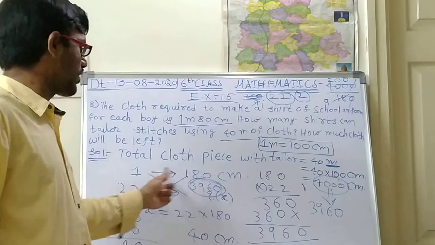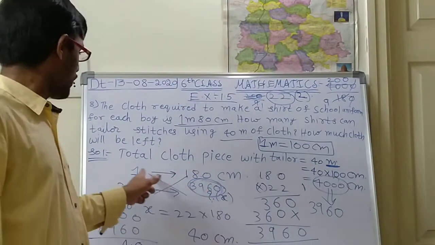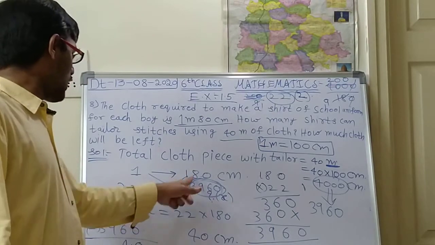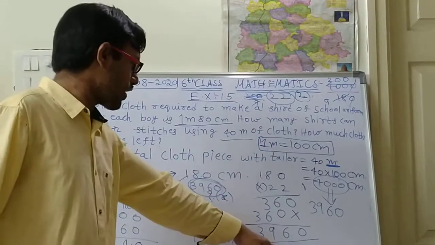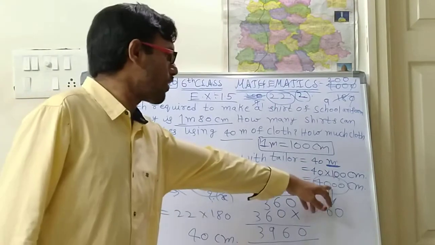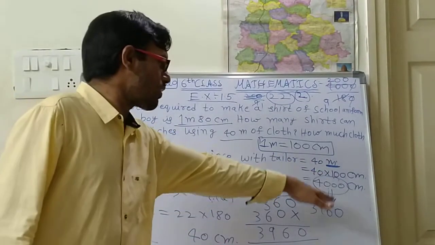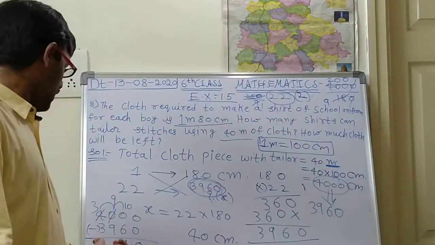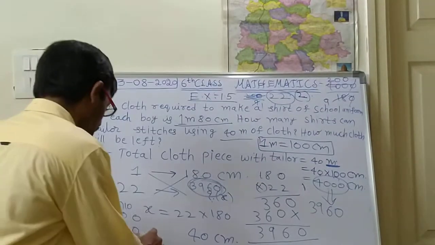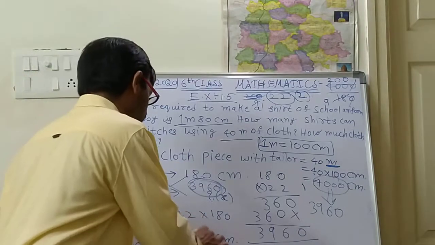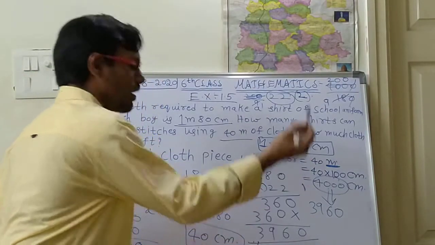We have converted it again with the help of the unitary method. For one piece, 180 centimeters. For 22 pieces, 180 into 22. The product is 3960. So the total is 4000, and the leftover cloth piece is 4000 minus 3960. That is 40 centimeters.